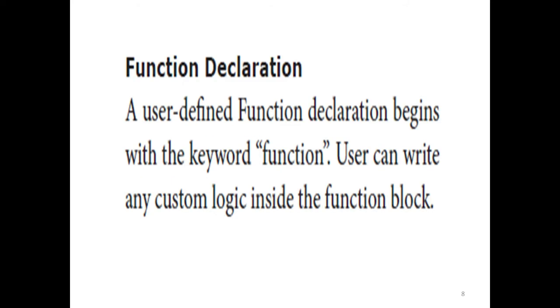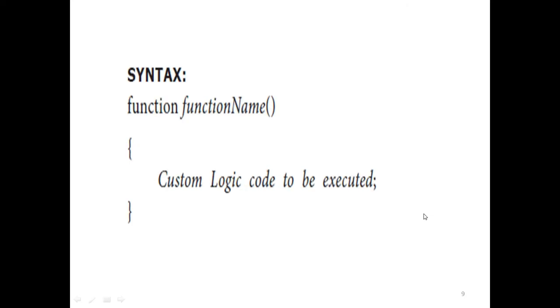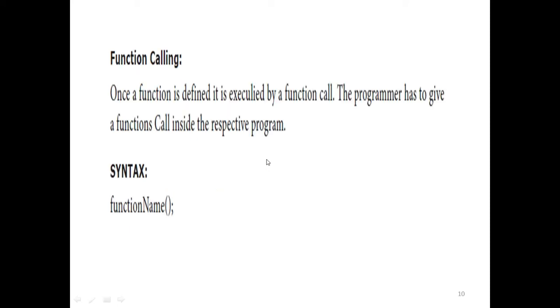What is function declaration? It's a 2 mark question for you. A user defined function declaration begins with the keyword function. It means it starts with function. It's a keyword. We call it function declaration. The user can write any custom logic inside the function. You refer to the example in your book. The syntax for function declaration is function, function name, and then brackets with the custom logic code to be executed. Examples are given in your book. Okay, refer. And then what is function calling? It's a 3 mark question.